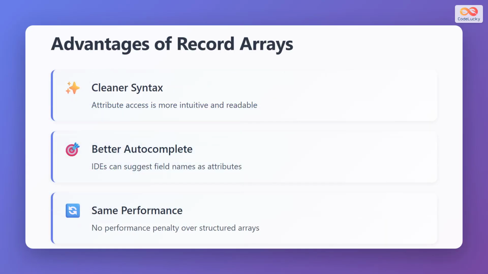Record arrays offer several key advantages. First, they provide cleaner syntax. Attribute access is more intuitive and readable compared to bracket notation, making your code easier to understand. Second, they offer better autocomplete support. Integrated development environments can suggest field names as attributes, which speeds up development and reduces errors. Third, they maintain the same performance as structured arrays. There's no performance penalty for using record arrays over structured arrays, so you get convenience without sacrificing speed.